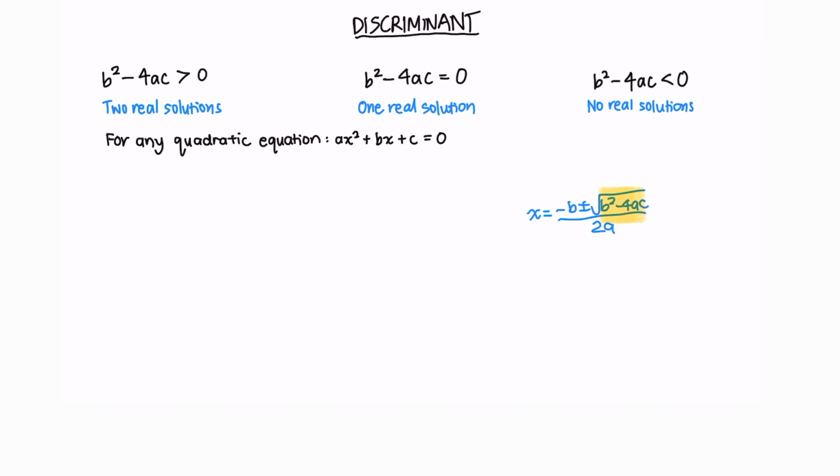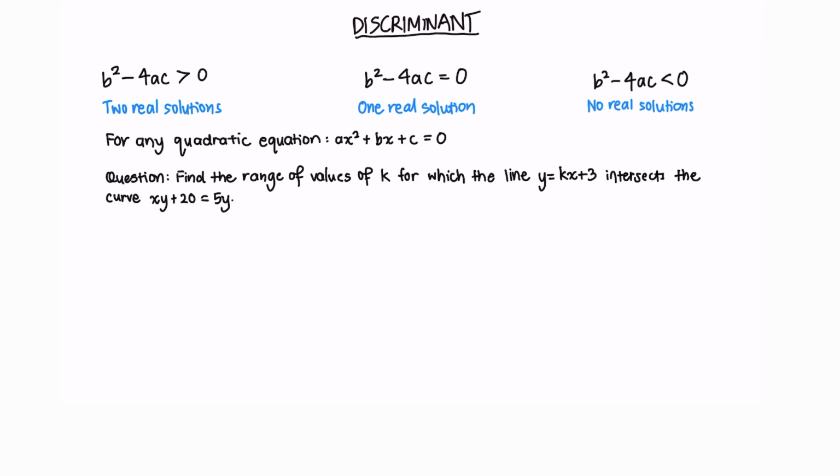If b squared minus 4ac over here is more than 0, this means that you get negative b plus minus some positive value, so there will be two roots. If b squared minus 4ac is equal to 0, you just get negative b plus minus 0, which means there's only one root, negative b over 2a. And finally, if b squared minus 4ac is less than 0, this square root cannot exist because you cannot square root a negative number. So there are no real solutions. If you are HL, this means that there are two complex solutions.